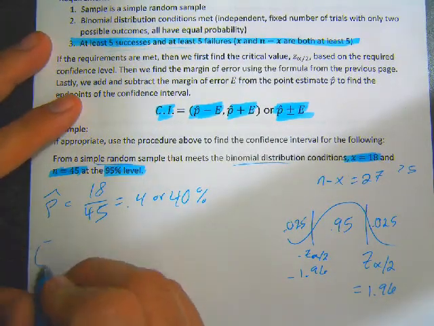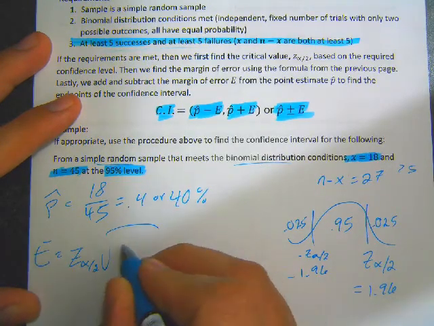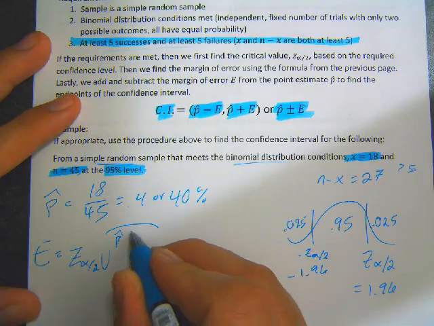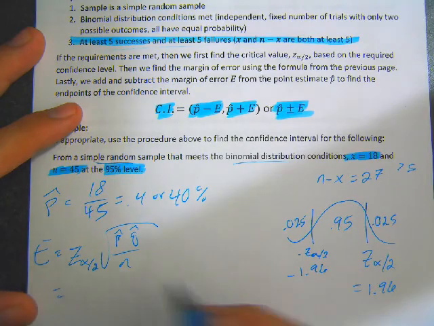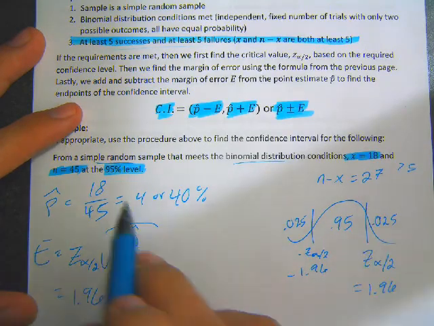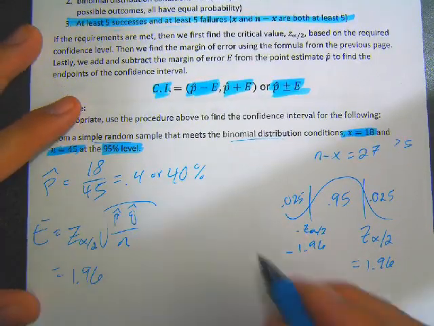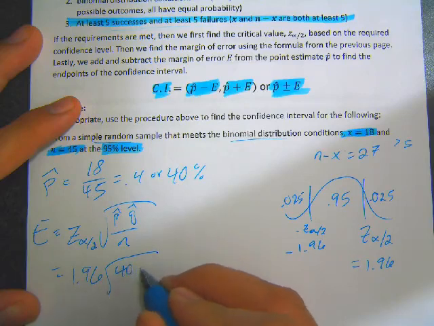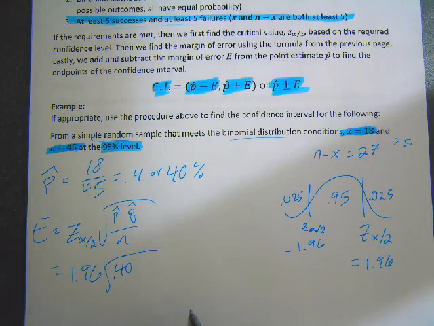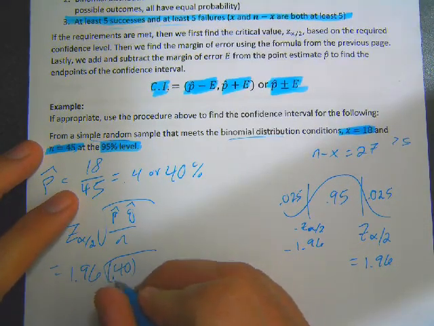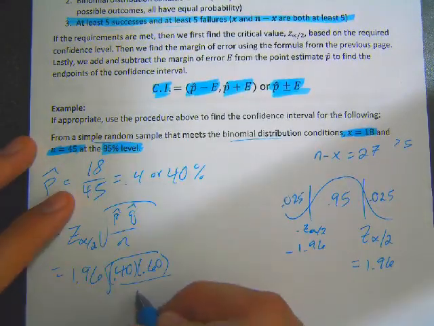The margin of error, remember, is the z-score for alpha over 2 times the square root of p hat times q hat over n. So this one we found 1.96 for z of alpha over 2. Anytime they do a 95% confidence level, that's going to be your z of alpha over 2. That doesn't change. P hat we said is 40%, so 0.4. Well, if it's 0.4 for the p hat, what's q hat? Remember, it's the opposite, the other 60%, so it's 0.60. And then n is the sample size, which in this case is 45 on the bottom.